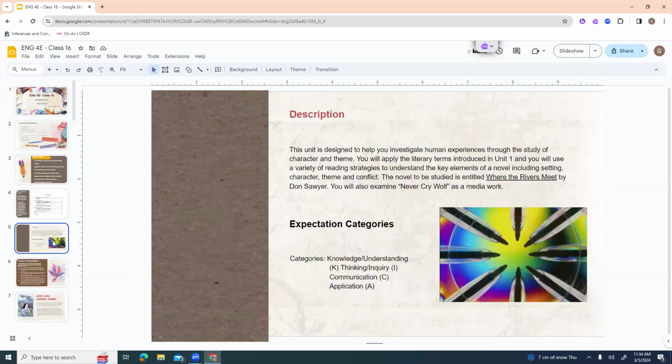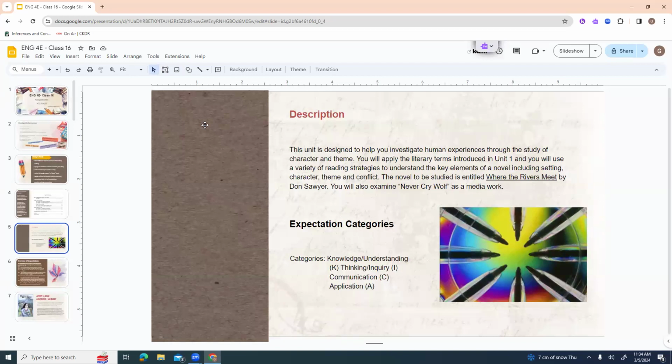Okay, so this unit is designed to help you investigate human experiences through the study of character and theme. You will apply the literary terms introduced in Unit 1, and you will use a variety of reading strategies to understand the key elements of a novel, including setting, character, theme, and conflict. The novel to be studied is entitled Where the Rivers Meet by Dawn Sawyer, and you will also examine Never Cry Wolf as a media work.